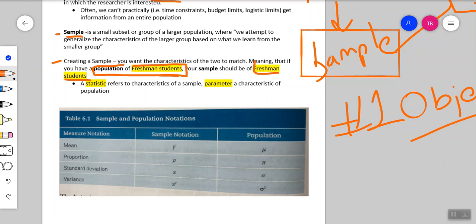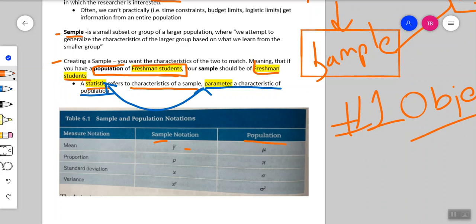So a simple way to talk about this is that a statistic refers to the characteristics of a sample, while a parameter refers to the characteristics of a population. Your basic idea is you want the statistic to match the parameter so you have a good research study. Okay, so there are a few notations to take a look at: sample versus population. To distinguish between the statistic of a sample and the parameter of a population, we use slightly different symbols.